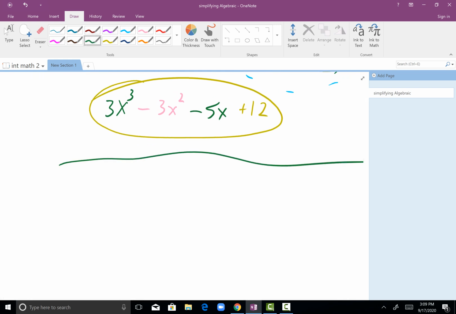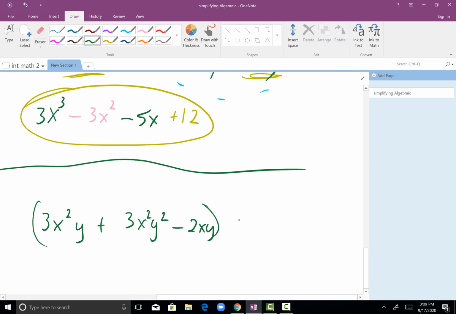Okay, oh man, it's going to get harder. Here we go. Let's give this one a whirl. I'm even going to put a minus in here. What the heck?